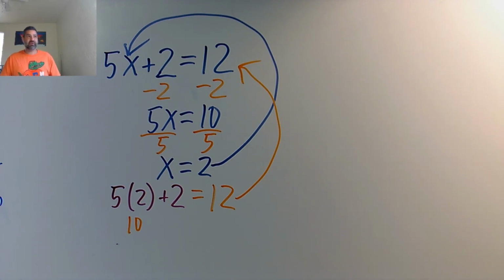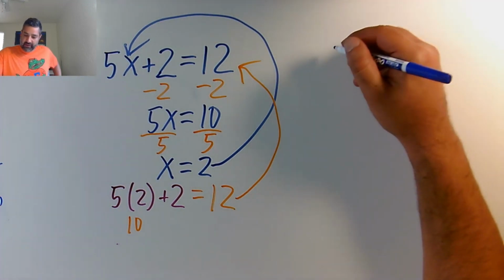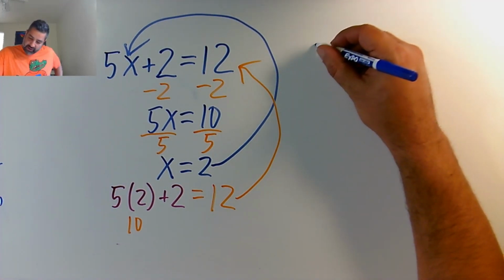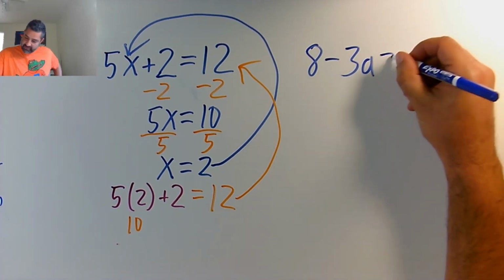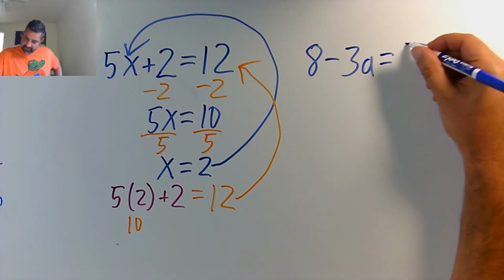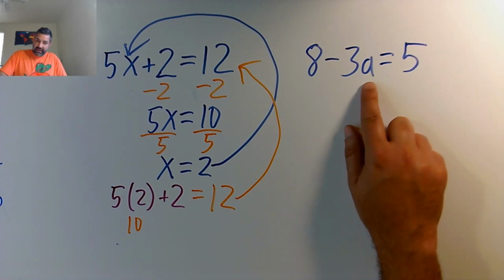All right, let's do one more two-step equation, and then we will be done for the day. We're going to do 8 minus 3a equals 5. All right, now this one is a little bit backwards, but we're going to do the same thing. Okay, so we have 8. So what is being done to a? We want to get a by itself because that's a variable this time.